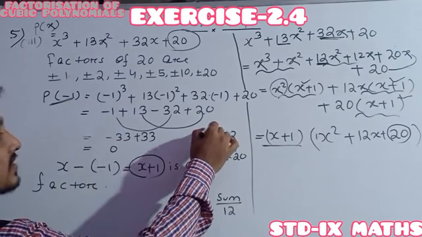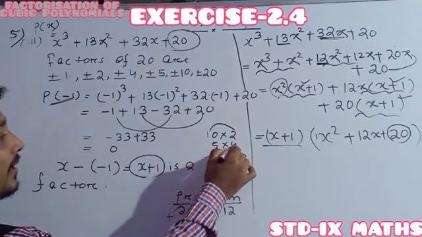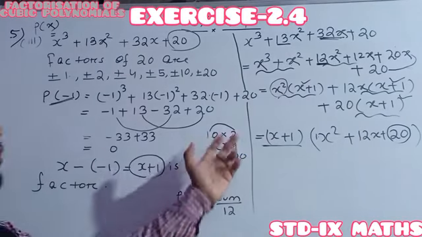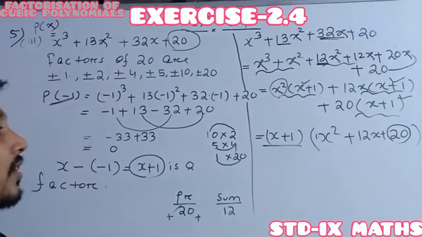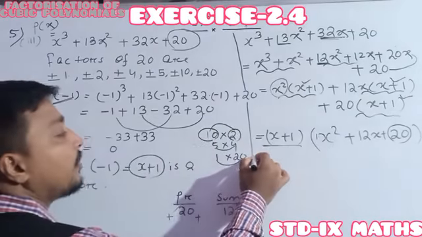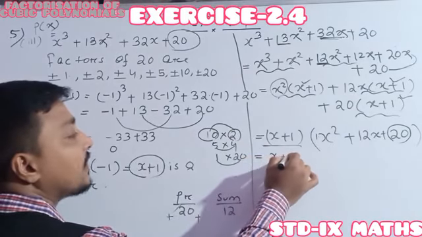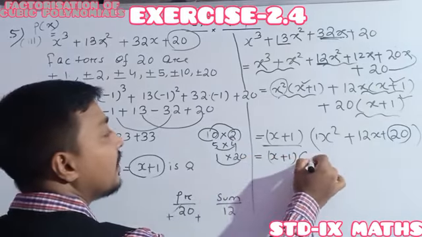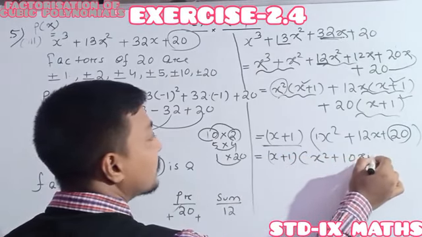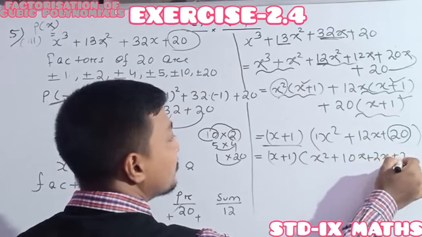Here the sum is 12, here the sum is 9, here the sum is 21. But 20 should be broken in such a way that the product is 20 but the sum is 12. So the possibility is 10 and 2. So I am writing x plus 1 whole into x square plus 10x plus 2x plus 20.